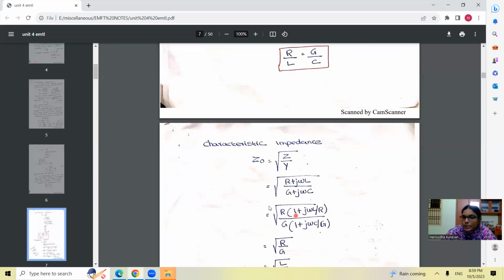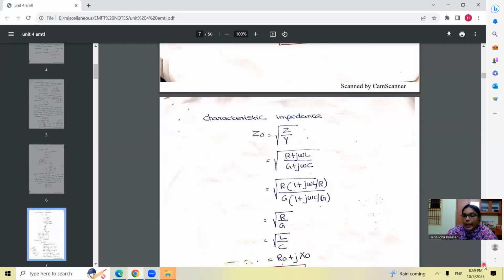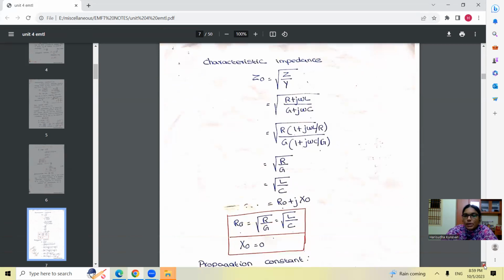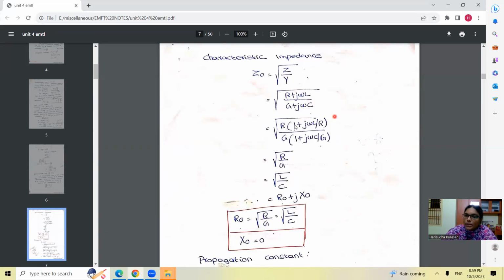Again, if you solve this, the same equation comes. Similarly, in the denominator, taking G outside, I'll get G times 1 plus J omega C divided by G. Since we know R by L is equal to G by C, if you solve this equation, we get square root of R by G, or else we can write square root of L by C.